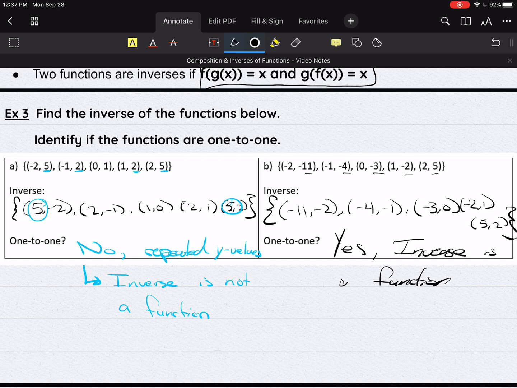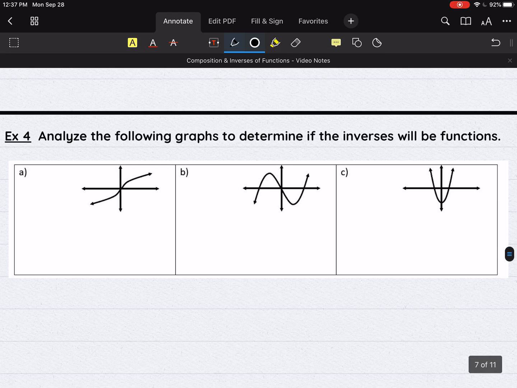All right, now, looking at my graphs, we want to determine if their inverses will be functions. So again, I'm going to do the horizontal line test. So draw some horizontal lines. Only hits my graph one time, so the inverse would be a function.